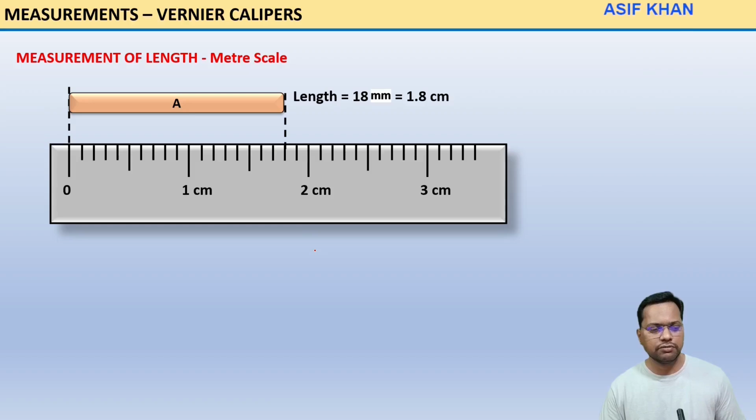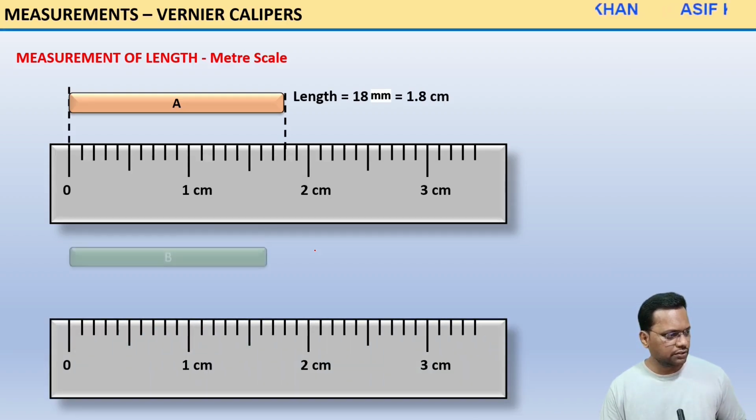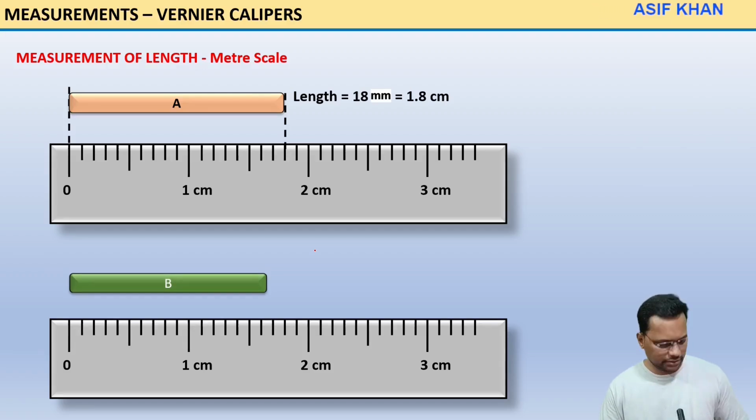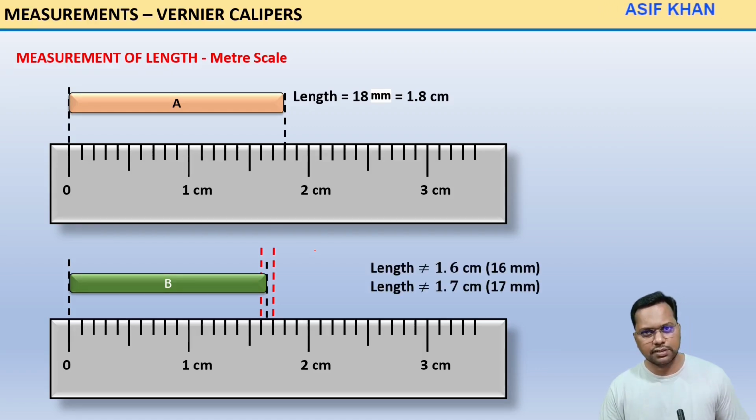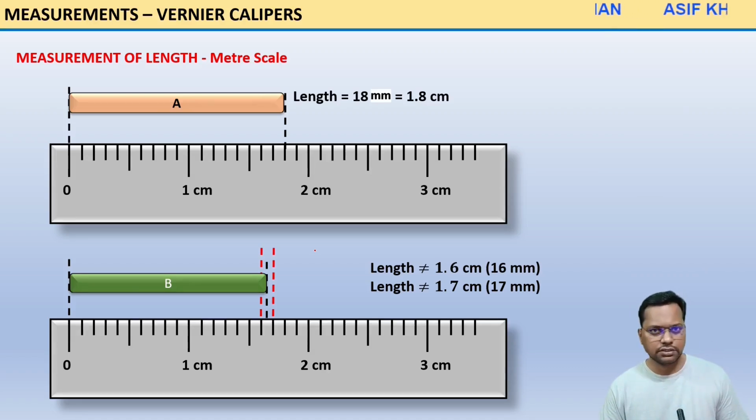That is the length of the object we measured. Now we take some other object and measure the length again. So here we do the same thing for object B. In this case we find it is coming in between 1.6 and 1.7. So we cannot give the proper length for this object, that is, it is neither 1.6 nor 1.7. In this case we cannot say it is of some exact length.